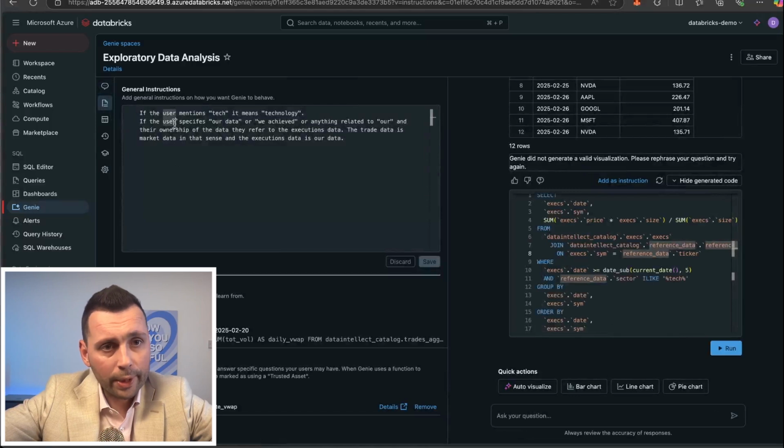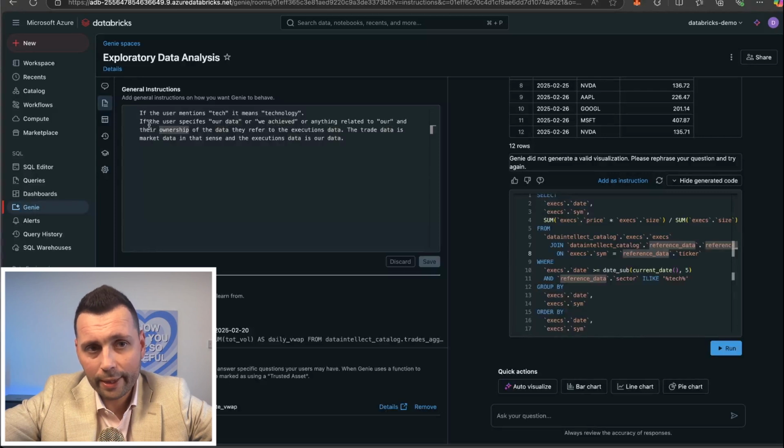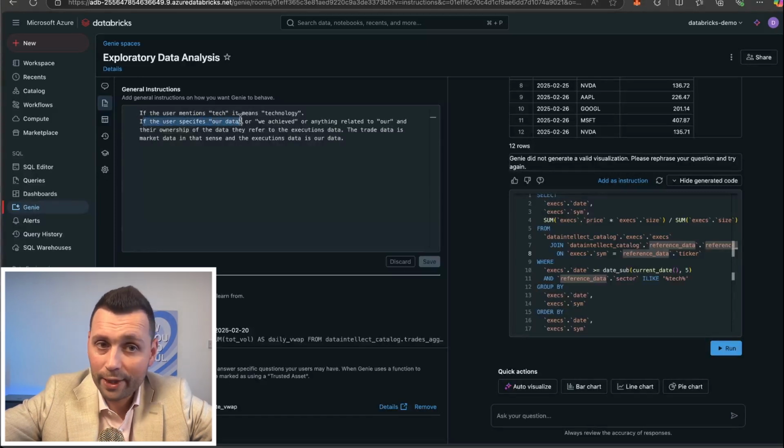For example, the reason why it knows that our data is executions data is because in our general instructions, I provided it here with an instruction. If the user specifies our data or we achieved or anything related to our and their ownership of the data, they refer to the executions data. The trade data is market data in that sense, and the executions data is our data.